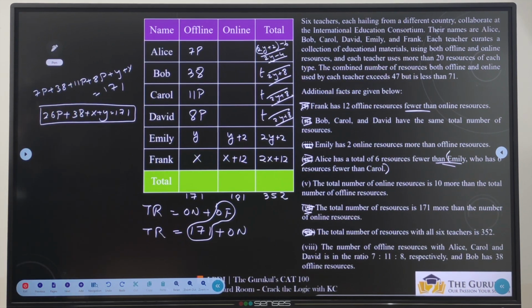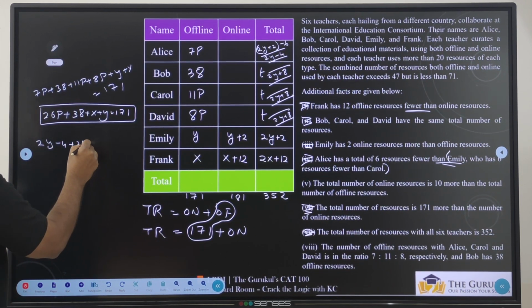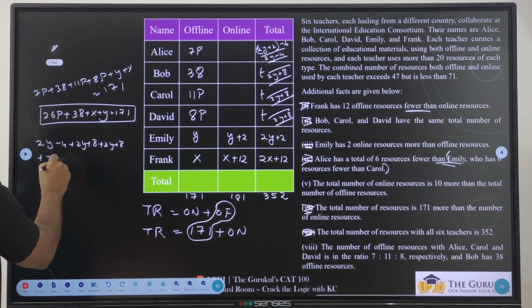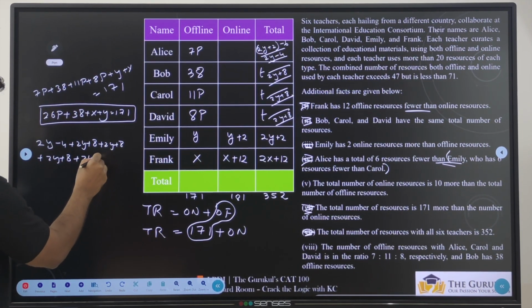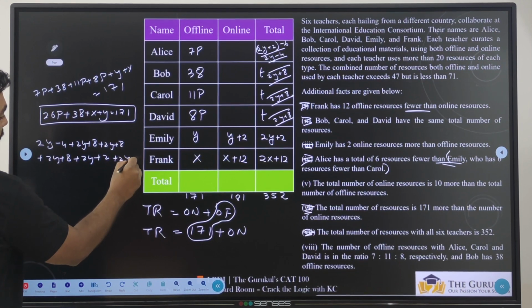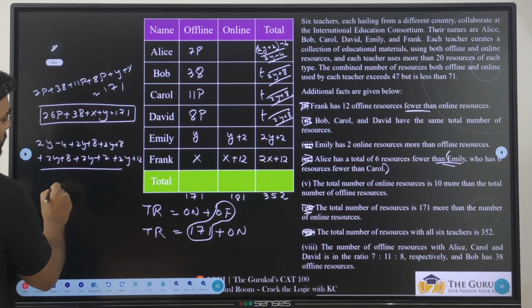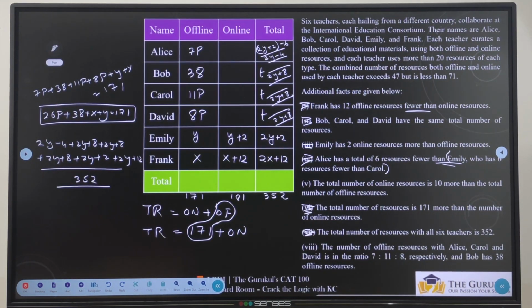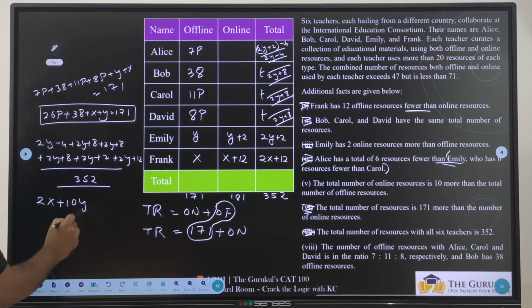This is one equation. And totals, we already know 2y minus 4 plus 2y plus 8 plus 2y plus 8 plus 2y plus 8 plus 2y plus 2 plus 2y plus 12. This total should be equal to 352. Quickly calculate this one. It will be in terms of x and y's only. Perfect. This will be 2x plus 10y.